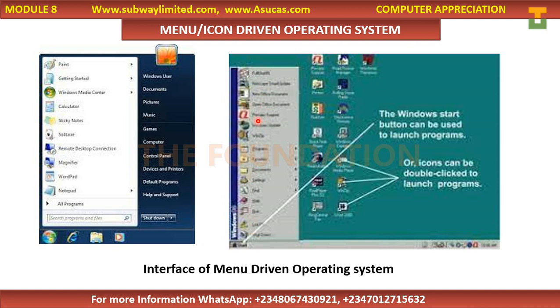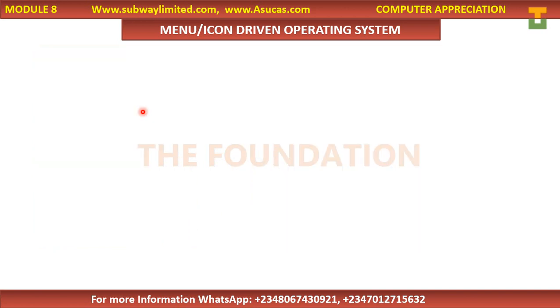If you have ever visited a restaurant, you have the list of food that they have inside the restaurant. That is a menu list. So in the computer we also have a menu. If you click on the start button, you see this is a menu. But if you flip to the desktop environment, you see several icons displayed on the desktop. So this is the interface of the menu or icon driven operating system.